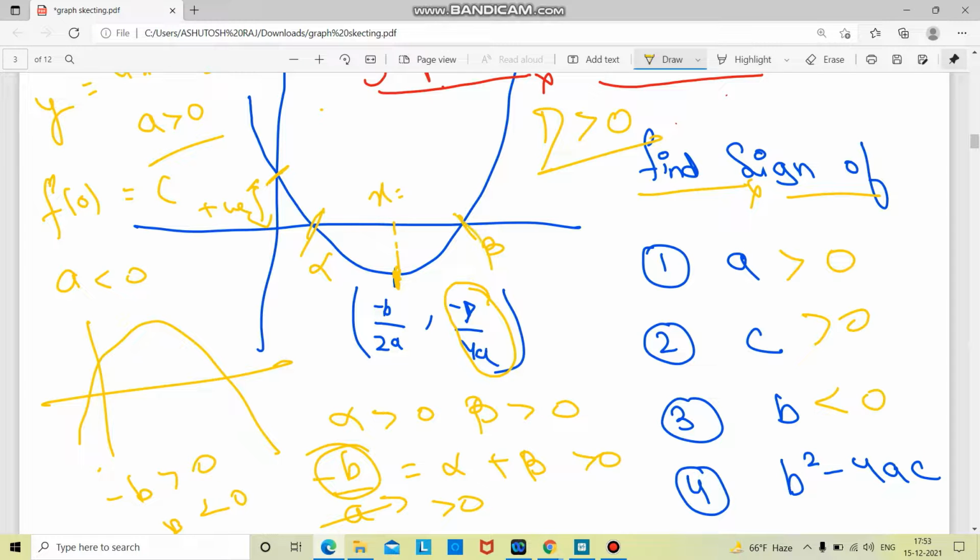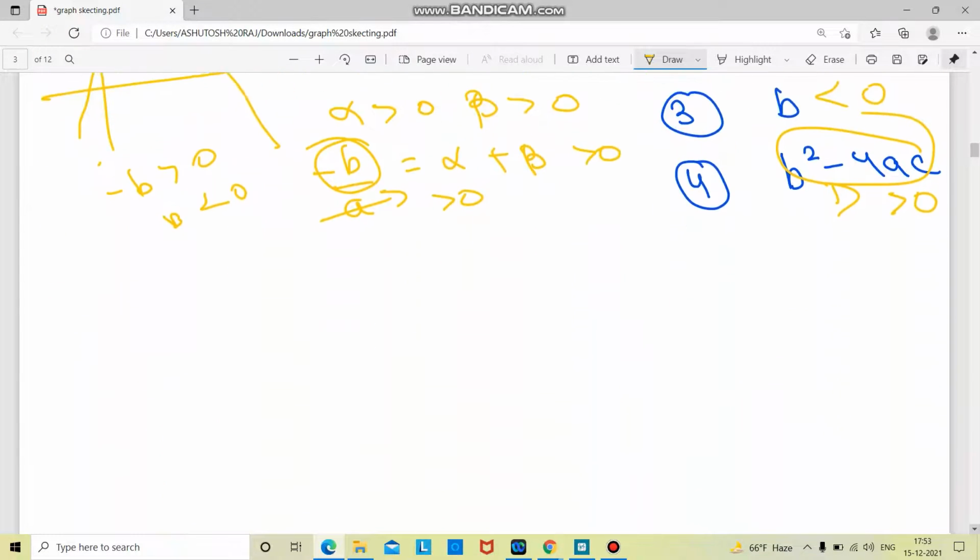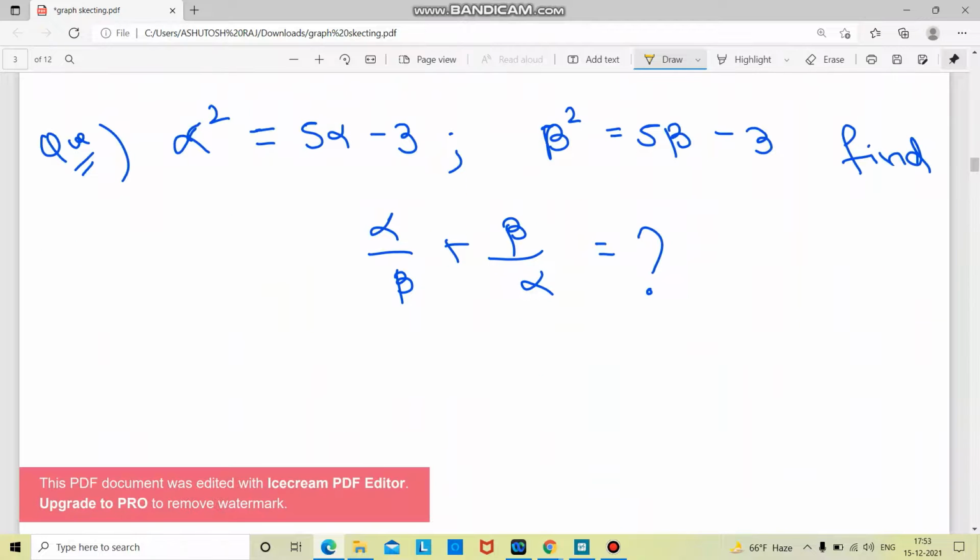And we can see that it has distinct real roots. So b square minus 4ac, which is d, should be greater than 0. Now we can proceed to our next question, which is this.